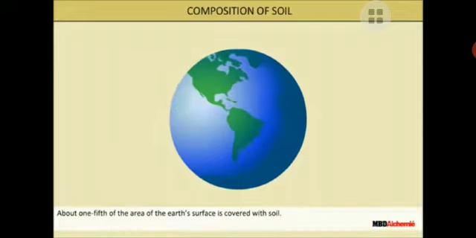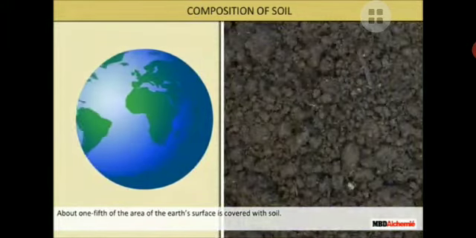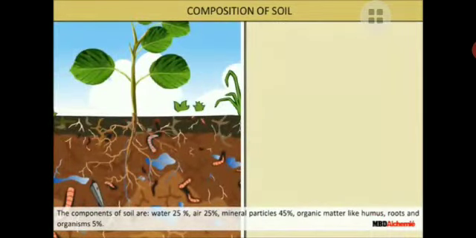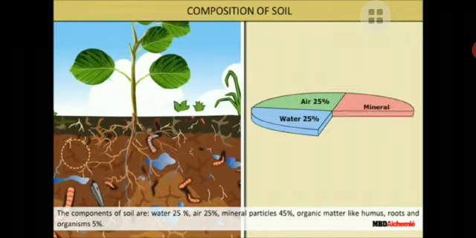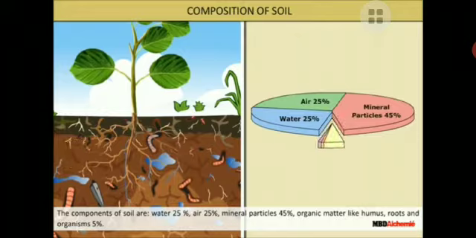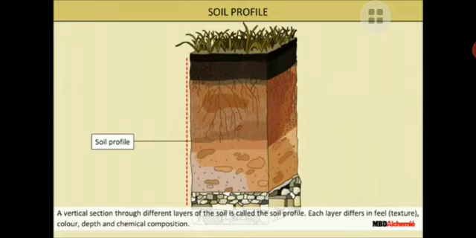Composition of soil. About 1/5 of the area of the Earth's surface is covered with soil. The components of soil are water 25%, air 25%, mineral particles 45%, and organic matter like humus, roots, and organisms 5%. A vertical section through different layers of the soil is called the soil profile.